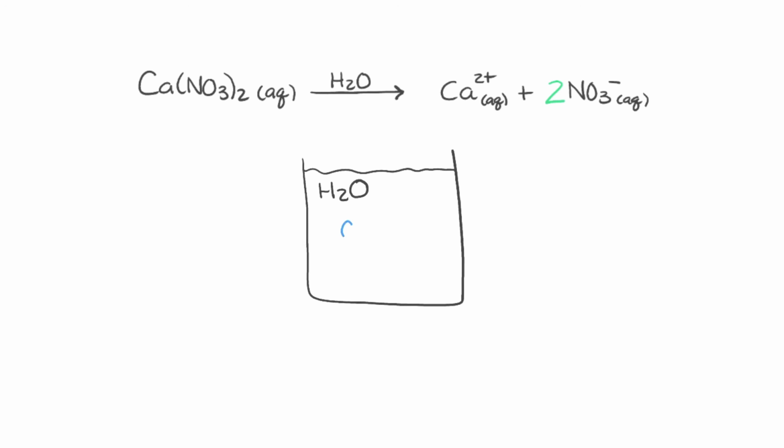It's not necessary to include the balancing coefficient in the Beaker diagram, but you do need to include the charges on the ions. In the beaker then, we write Ca2+ and NO3-.